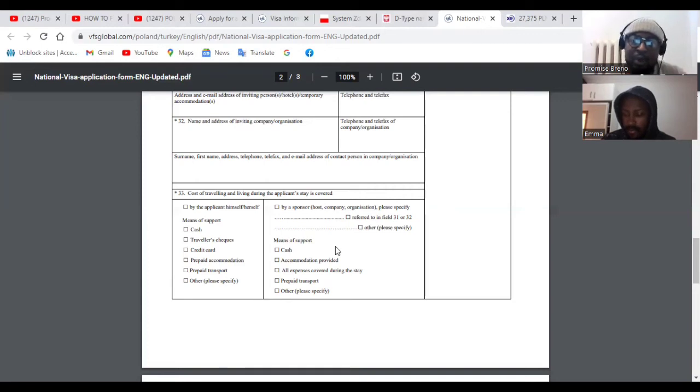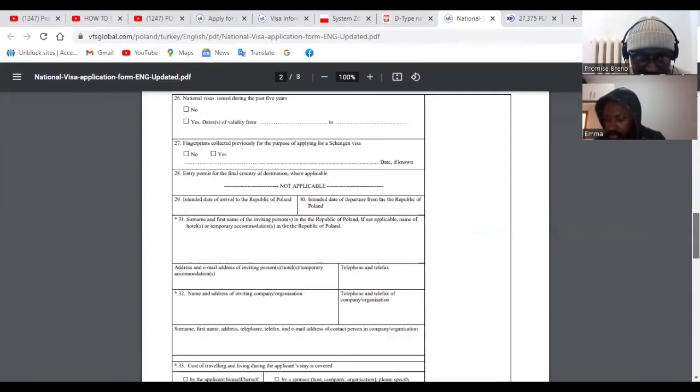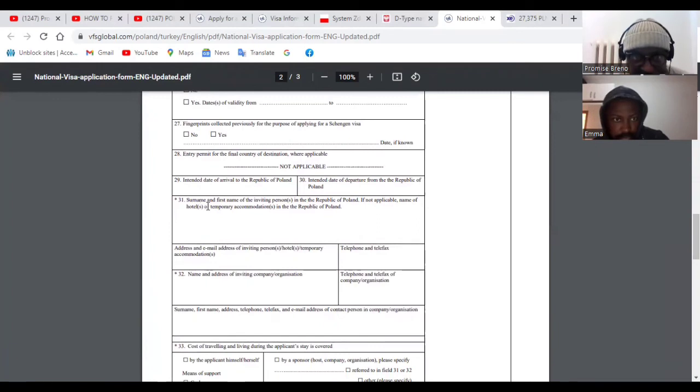So if you have someone sponsoring you, then you need to tick this box. If you tick this box, then if the person sponsoring you is the one you referred to in 31 and 32 here. So let's go to 31 and 32 and see what was there. You see here, 31 says surname and first name of inviting persons in the Republic of Poland. Let's say you're coming to work and your employer is the one that is sponsoring you. For example, and when I mean sponsor, the person that is going to give you their bank statement, the person that is going to write a letter of sponsorship for you on your behalf. I already talked about this extensively in one of my previous videos, so please you can check it out later. But I don't want to go deeply into it now.